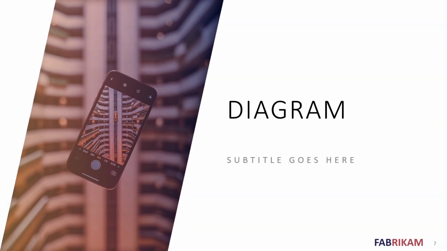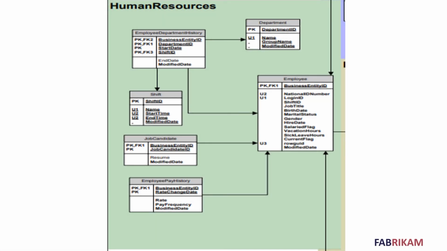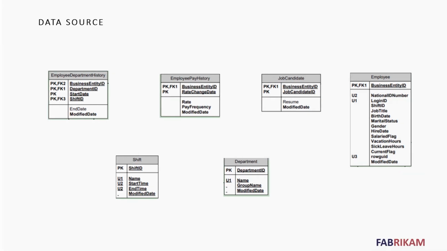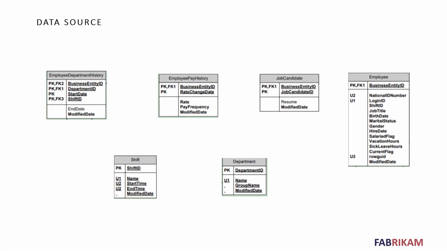And this one is the diagram. This is the diagram of data that we will analyze. From this diagram, we can have a data source like this. This is the data source. Then after that, we can extract and have the raw data source like this, like employee department history, employee pay history, job candidate, employee, shift, and department.